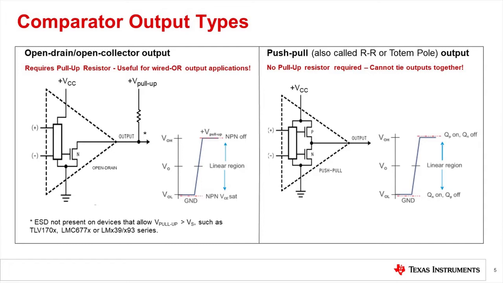Push-pull comparators, on the other hand, have an output stage that consists of a pair of output transistors. And so either the upper or lower transistor in the pair can turn on and actively source or sink current in order to drive that output high or low. And so in this example, the P channel FET on the top sources current to push the output high, while the N channel lower FET would turn on to sink current to pull the output low. And so because of that, you don't need a pull-up resistor for a push-pull comparator.